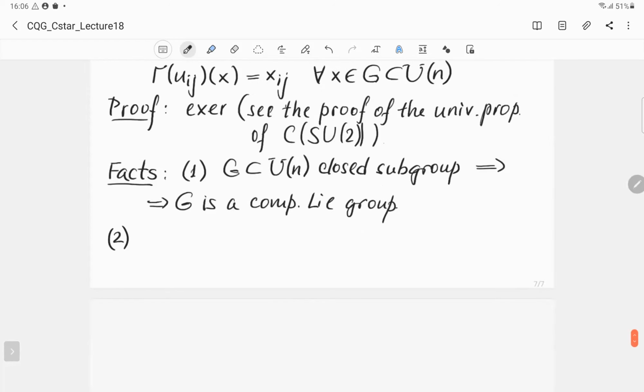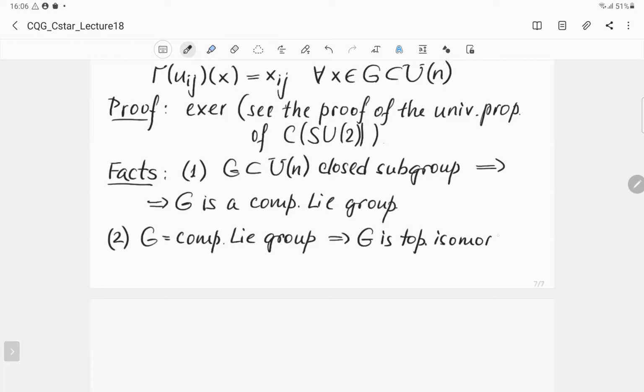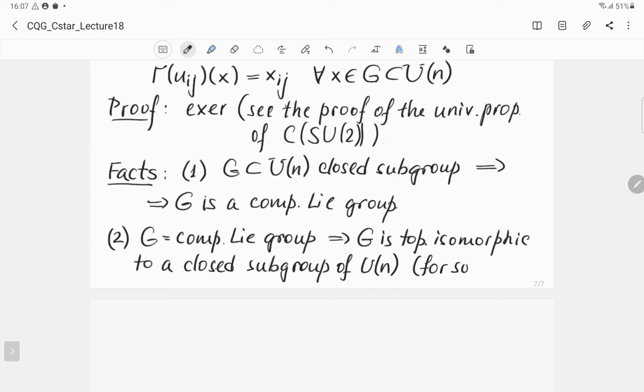The second fact is, if we start with a compact Lie group G, then G is topologically isomorphic to a closed subgroup of the unitary group U_N for some natural number n. This is a classical result in Lie group theory.